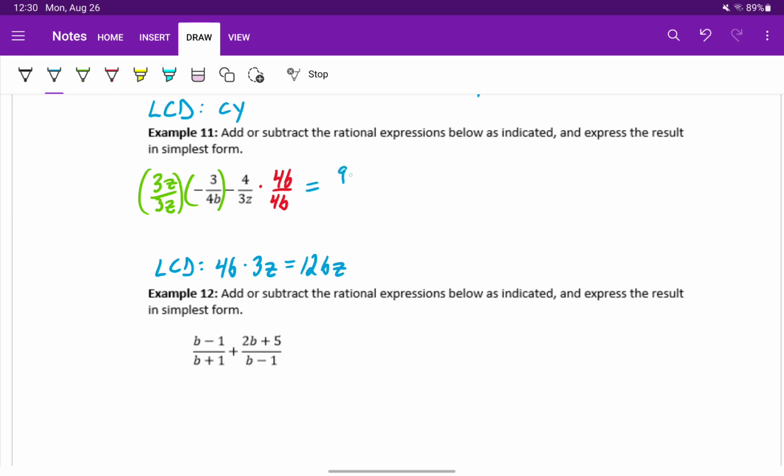Multiplying those together will give us, in the first term, 9z over 12zb, and I'm sorry, that's negative 9z, minus 16b over 12zb. Once we have that common denominator, now we can combine these two expressions by merging the numerators and writing it over that common denominator. Nothing in the numerator will combine, there are no like terms, so again, that's our final answer.